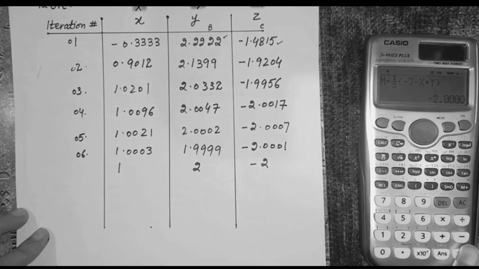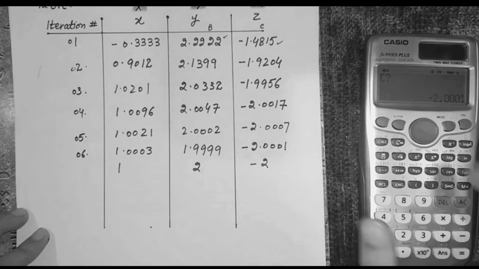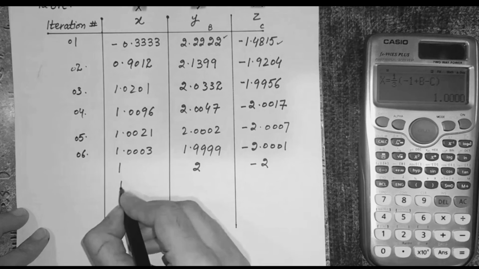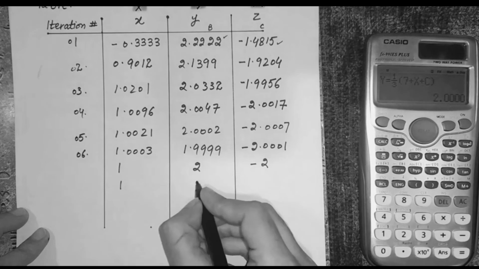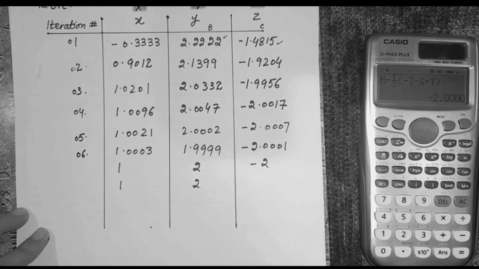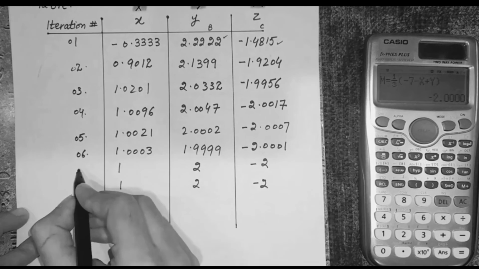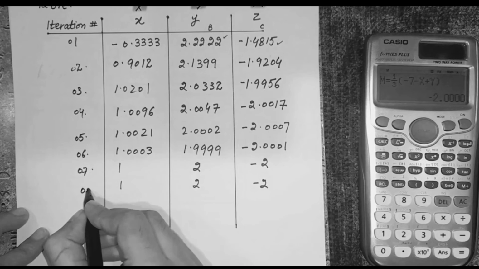So here we go, 1, 2, negative 2. I hope you're getting the answer. We'll click for b, alpha y, m. Here we go. Yes, I hope it is negative 2. Yes. So this is the 7th, and this is the 8th one.